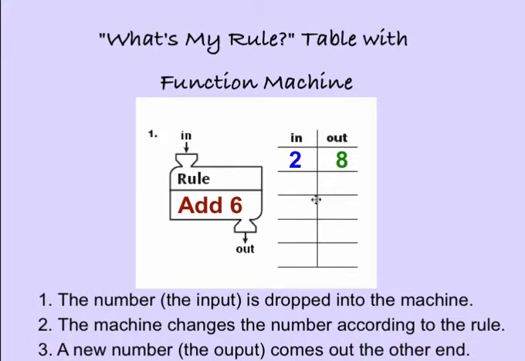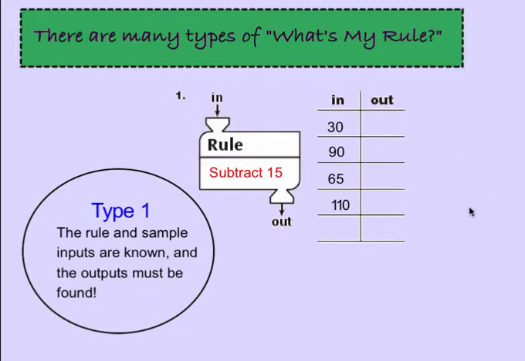So this middle line here in the table, I like to think of that as being like the rule book. What is happening between the in and the out? And some of these get to be pretty tricky, so you have to kind of use your math knowledge to figure out what is going on to get from the in to the out, and sometimes from the out to the in, all right? So here our input is 2, the rule is we added 6, and our output is 8. So this is a basic type of What's My Rule table where you are doing just that to the numbers. The rule and the sample inputs, we both know them. Now we have to find the outputs.